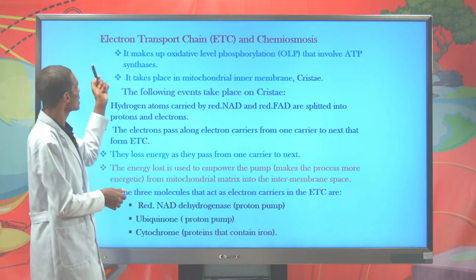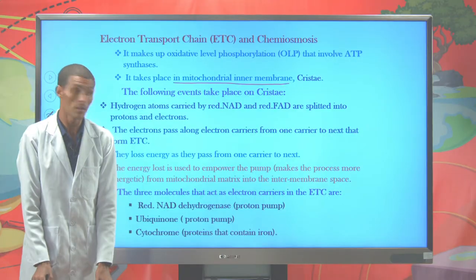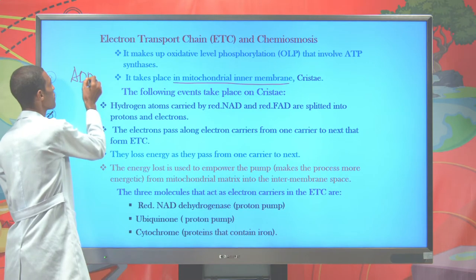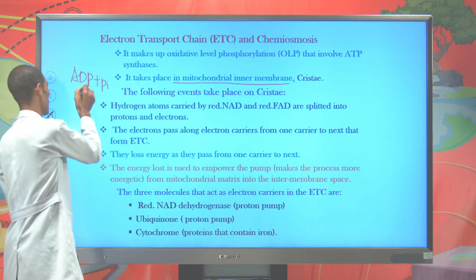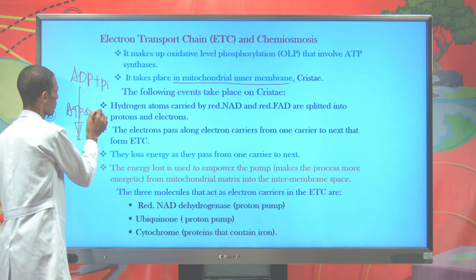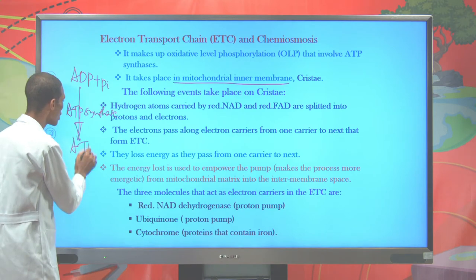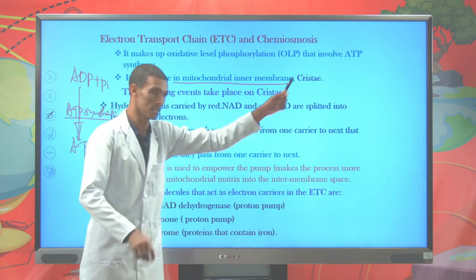Here, oxidative phosphorylation comprises these two reactions, which take place only in the mitochondrial membrane. The production of ATP takes place from ADP plus inorganic phosphate, which is the process of phosphorylation, and the enzyme ATP synthase is involved in the process. ATP synthase takes place in the mitochondrial inner membrane on the surface of the cristae.